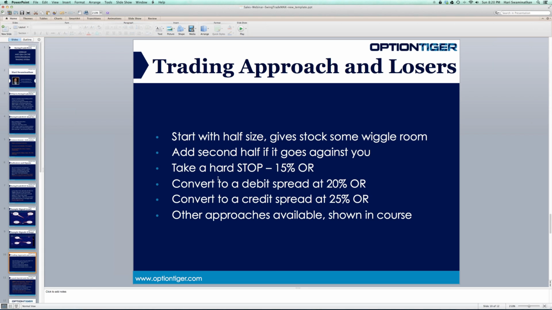I think just between these couple of different things, if you go in with half size, if you take a hard stop, or you convert it to a debit spread, I think it should be fine. Because even if you convert to a debit spread, at some point, if the signal was right, the stock is going to turn around, and at that point, having a debit spread is better than having a credit spread, obviously. So all of these approaches are shown. There are several approaches you can take. They're all in the course. They're all in the videos that you'll see inside.